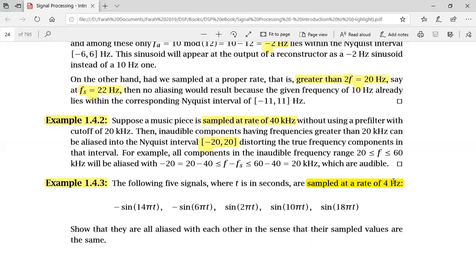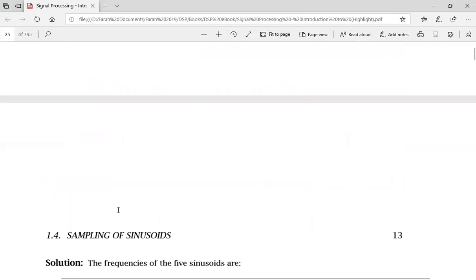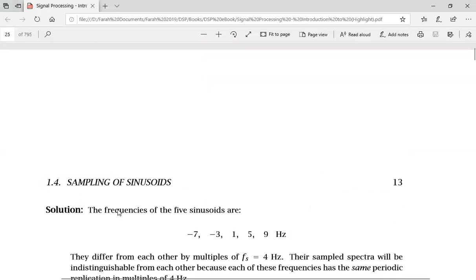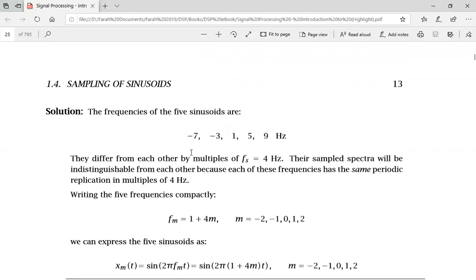The first thing is that you have to identify the value of the frequency present in this signal. Okay, so it means you are having sine 14 pi t. What is this 14 pi t representing? This 14 pi t is representing your 2 pi ft signal. It means the respective frequency would be 7. And if you are having this minus sign outside, it means it would appear as minus 7 hertz, as I have discussed.